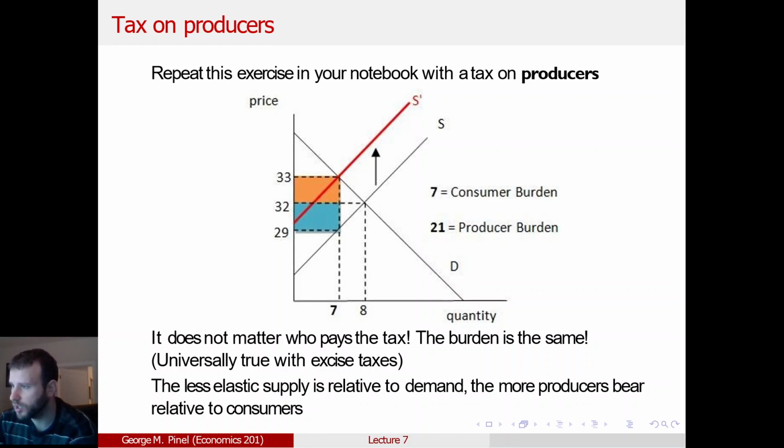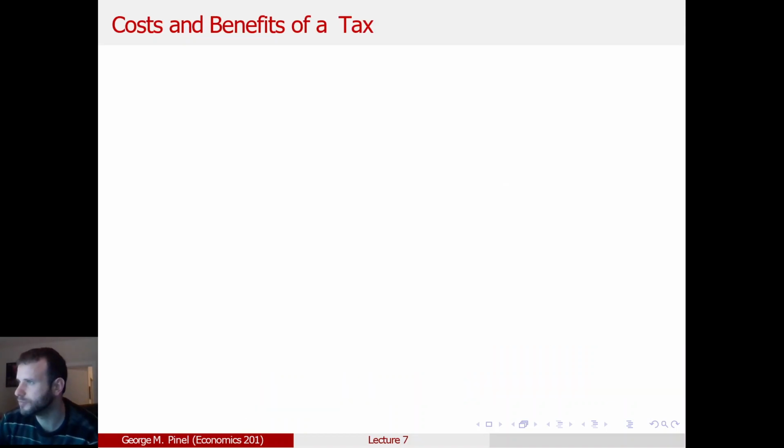So producers had a steeper curve, right? Their slope was 3, versus demand, whose slope was negative one. So producers essentially had three times steeper slope, or three times less elastic supply curve than the demand curve, and they also had three times the producer burden versus consumer burden. Okay, it's not always going to be so nice and neat that it's going to be three times just because the slope is three times, but in this case it was. Okay, so let's stop there.